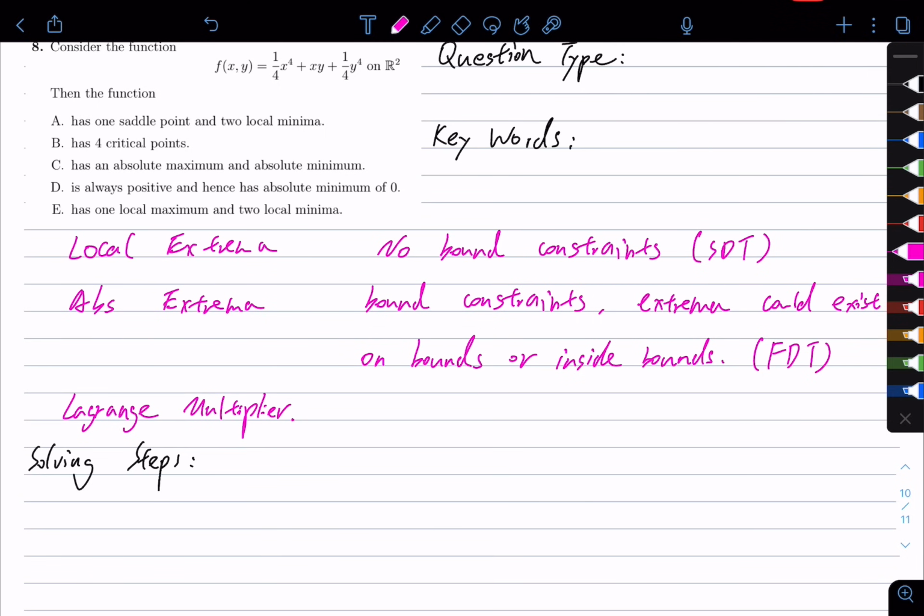And finally, the Lagrange multiplier is for finding the extrema on the constraints, right? On the constraints. Sorry, not the constraints, on the bounds only.